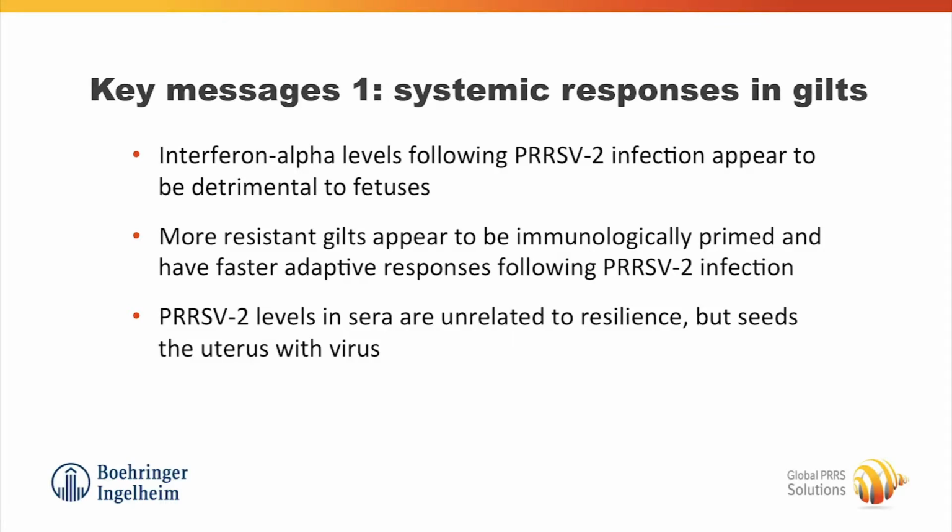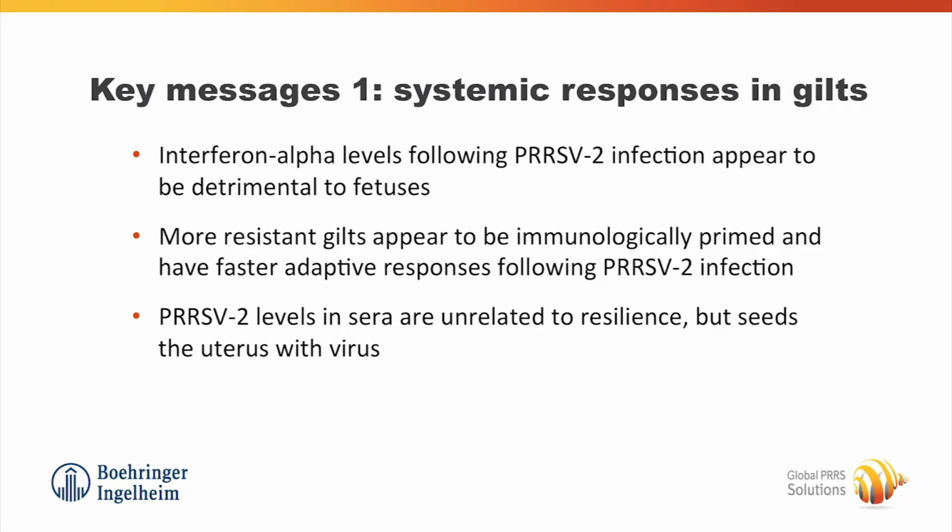So what this means is those are potential traits that we could select for if we had tools that we could actually measure those in Gilts prior to infection. So just to summarize some of the key messages related to systemic responses in Gilts.